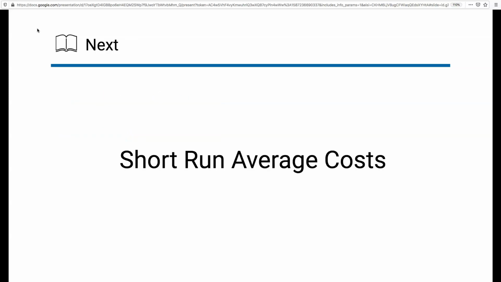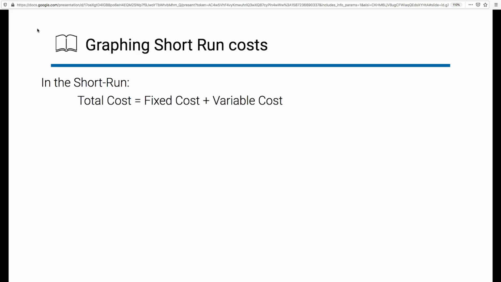I'm going to build on the example that I developed in the previous video, but in today's video it's going to be a little bit more complicated. So in the short run, we can write down the following accounting equality. Total costs are fixed costs plus variable costs. And in abbreviated form, we can write that TC equals FC plus VC.